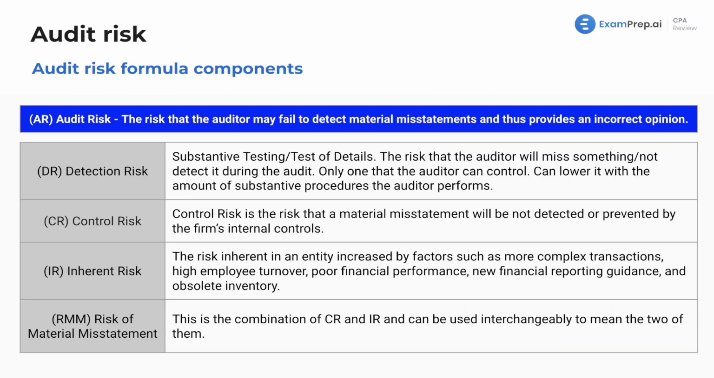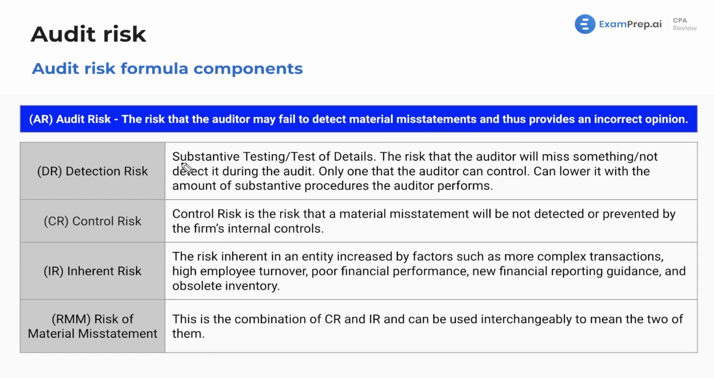Here are the components of audit risk. You're going to drill down these memorization points, these concepts. So audit risk, as we said, it's the risk that the auditor may fail to detect material misstatements and thus provide an incorrect opinion. Not good, not good at all. That's our one job, right? So our one job is to provide that opinion.